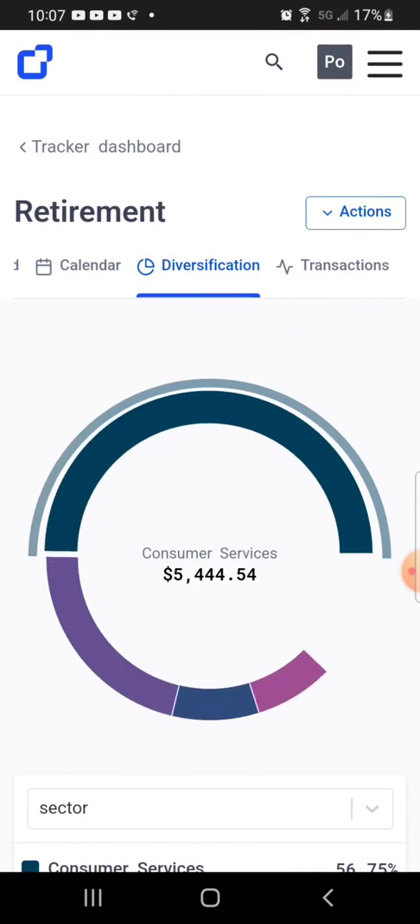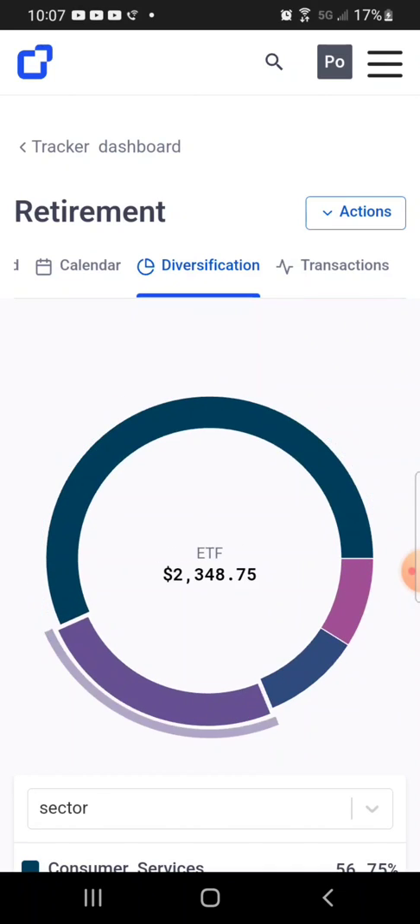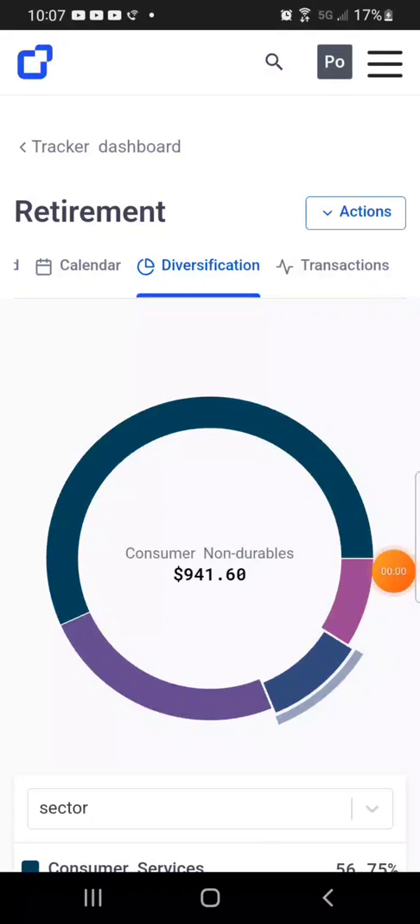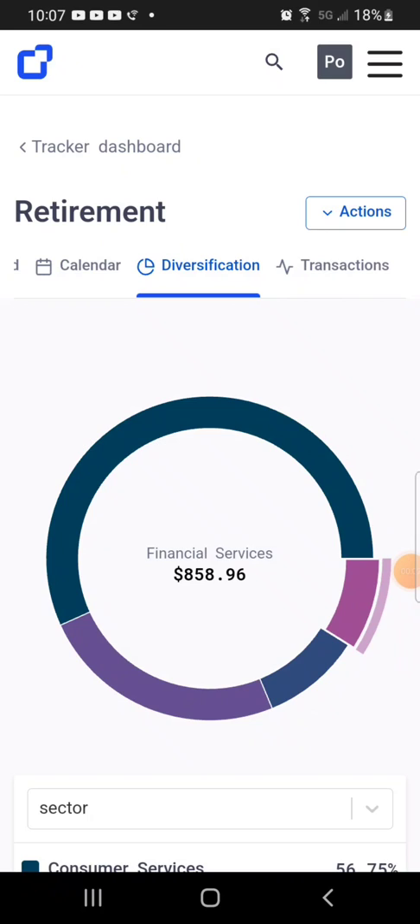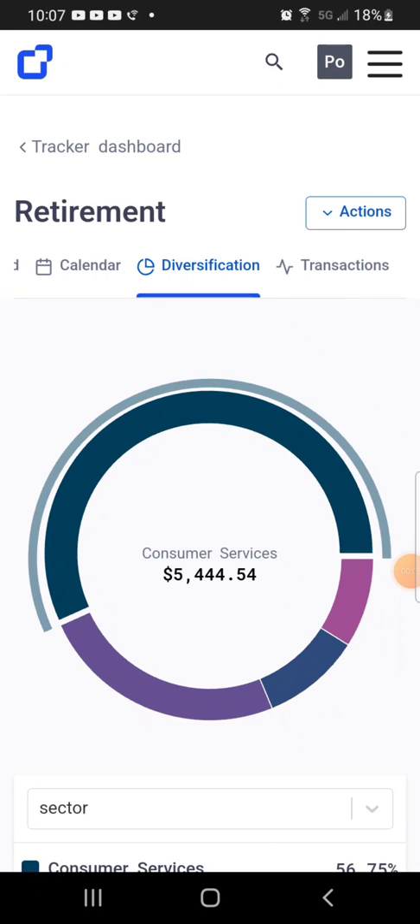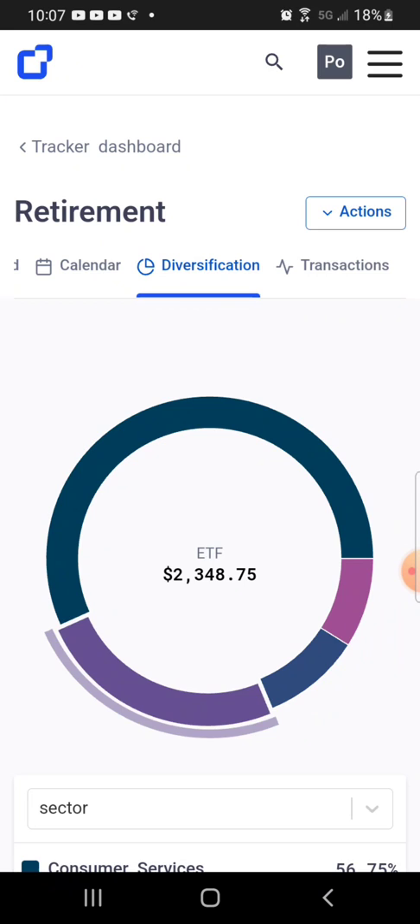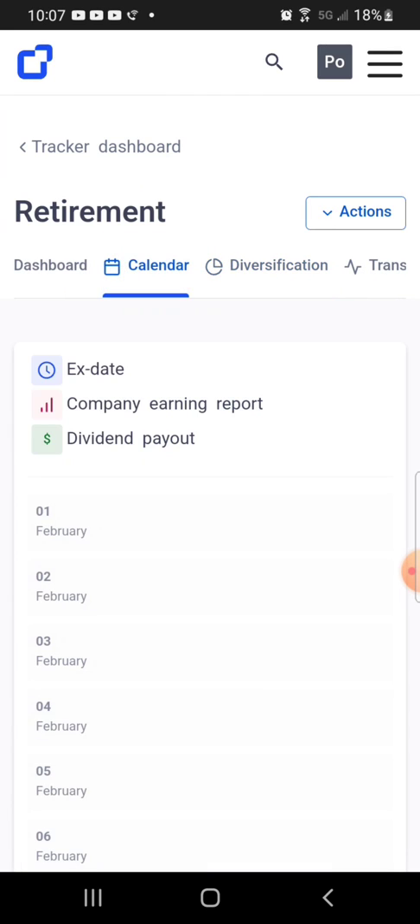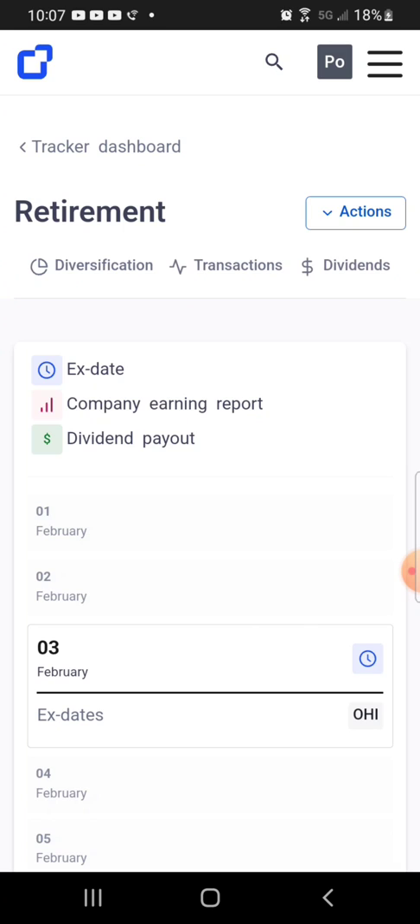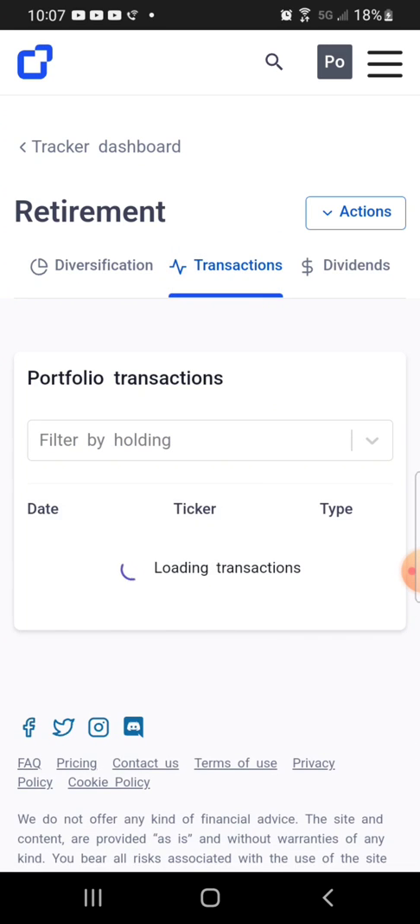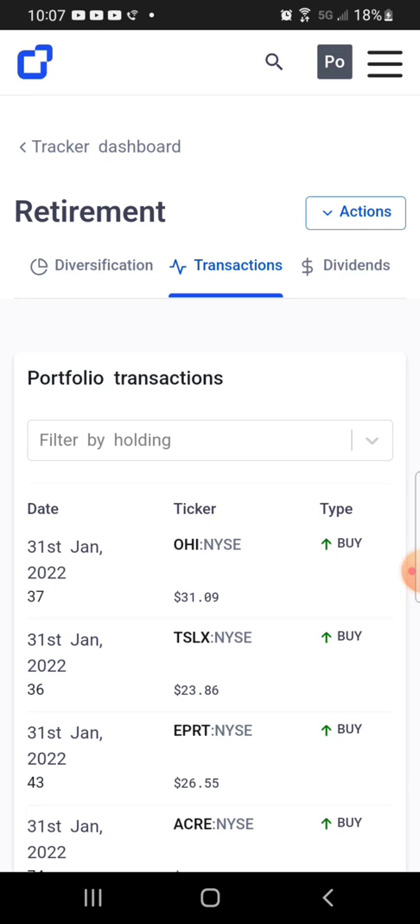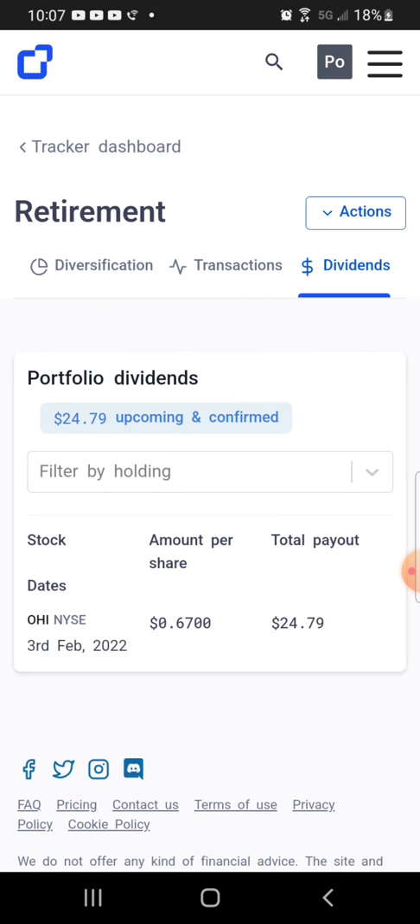So of course you got the pie charts. Everybody got a pie chart. You love that, right? And it tells me how I'm diverse. They say I got a little bit in ETF, consumer non-durables, financial services, consumer services, and like I said, ETF. All right. But one of the biggest perks on Dividend Watch, you even got a calendar when you see when you're gonna get your dividends. Of course, they track what transactions you made, and of course, it tells you what your upcoming dividends are.